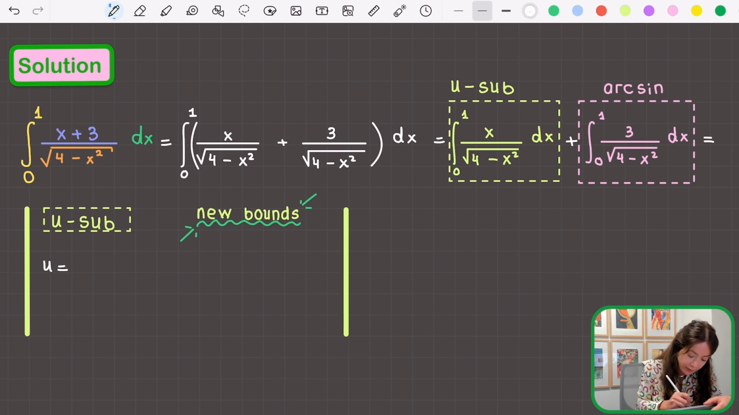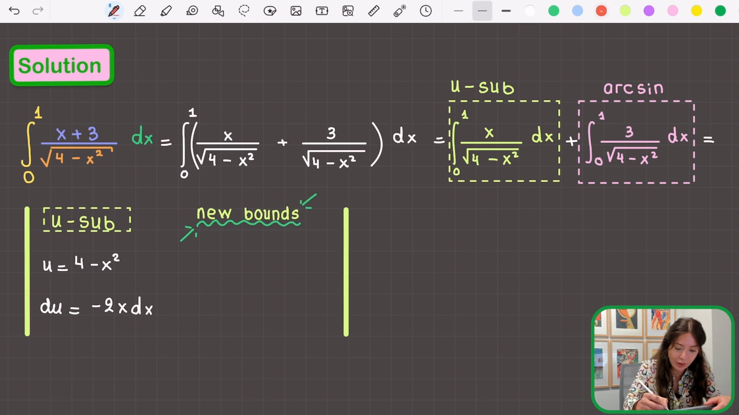My u is all of that, whatever is under that square root. Obviously, I'm going to need du, which is the derivative of u. The derivative of 4 is 0, so I won't write that down. And the derivative of negative x squared is minus 2x dx.